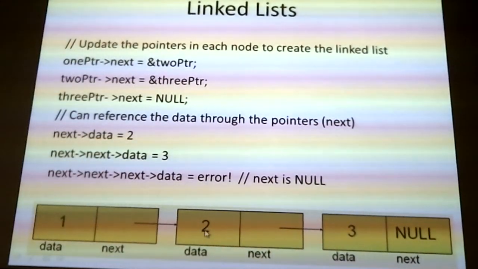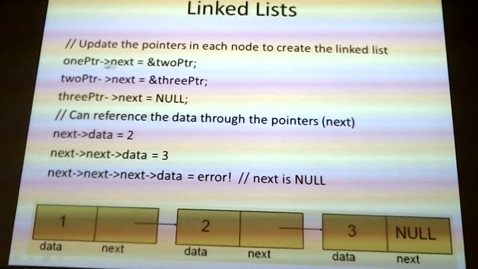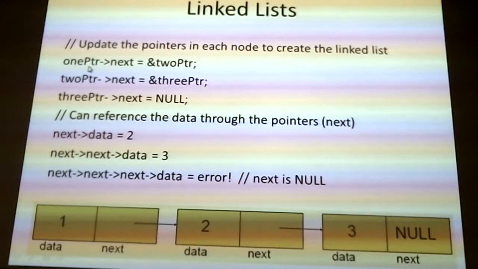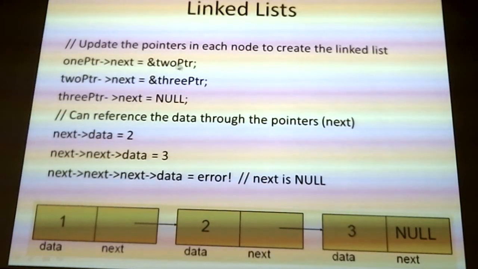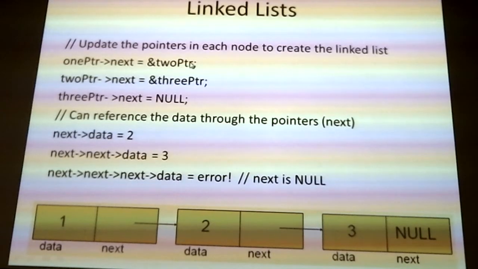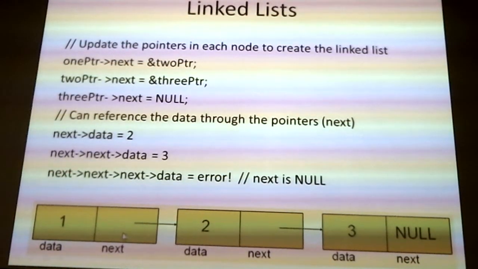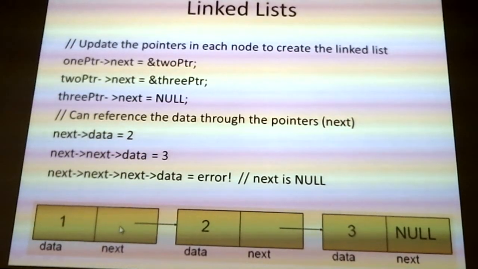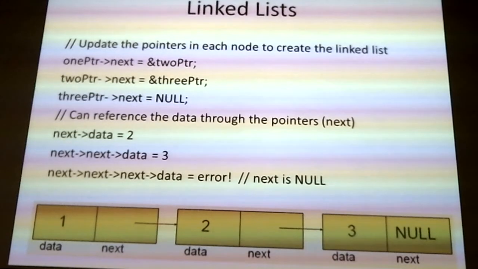We want to link them together, so you explicitly set it. The pointer part of my node, I just called it one pointer, is the address of the second guy. So I have a memory address where this guy lives, and I'm telling this piece of my struct where it is, so I know how to get there.